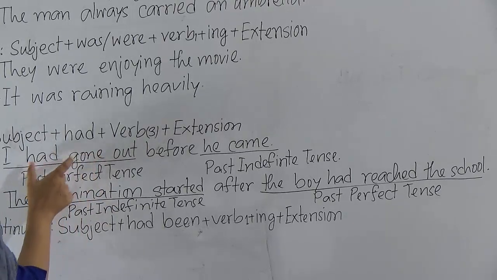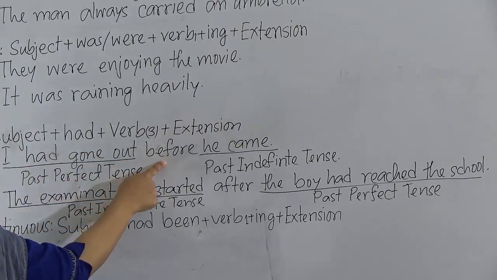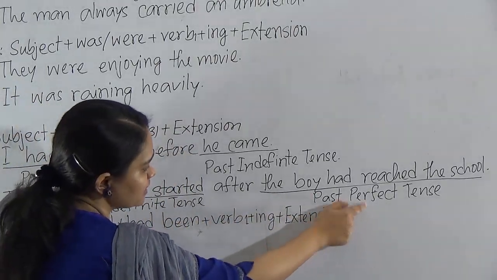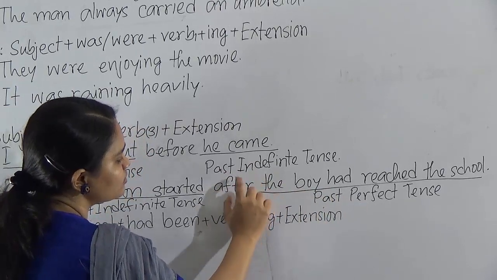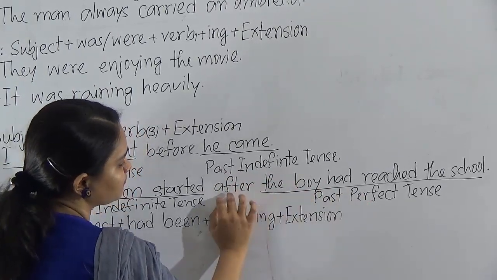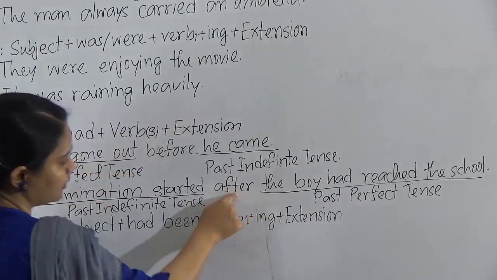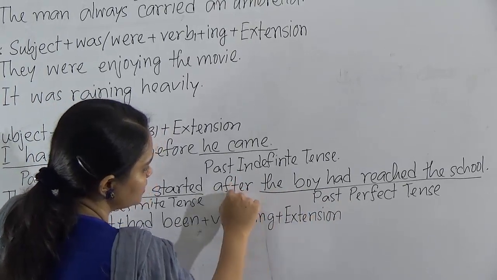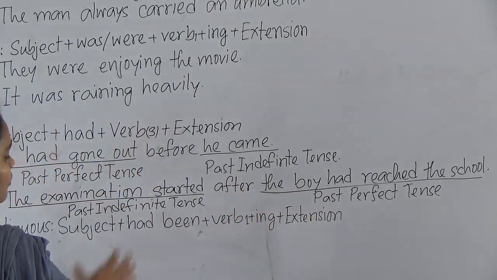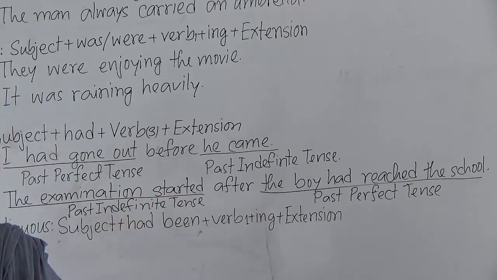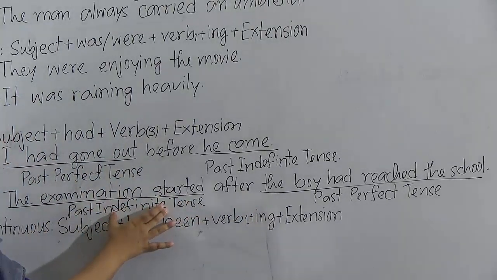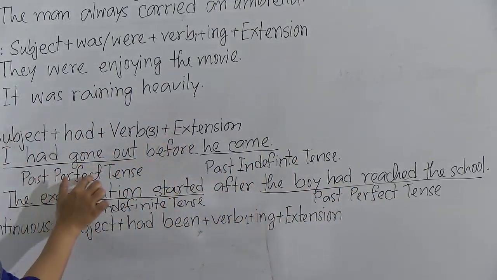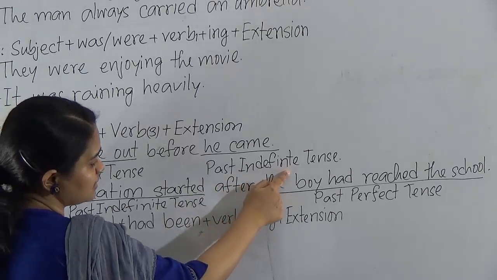And now look, you will get the past perfect tense with the word before, and you will get the past perfect tense with the word after. That means we use past perfect tense with these words. That means if you join these two sentences with after, at first you will write the past indefinite tense, then will be the past perfect tense. And if you join the sentences with before, at first you will write the past perfect tense and then will be the past indefinite tense.